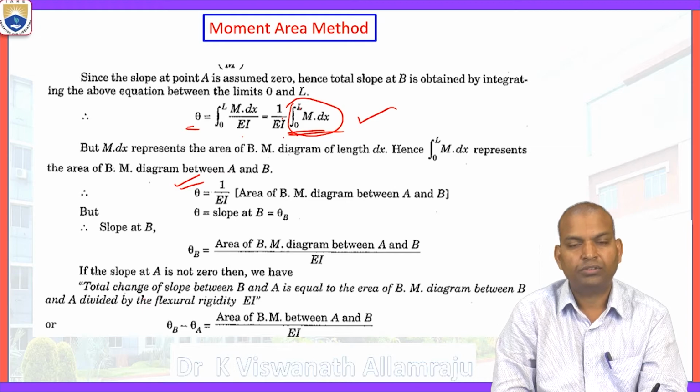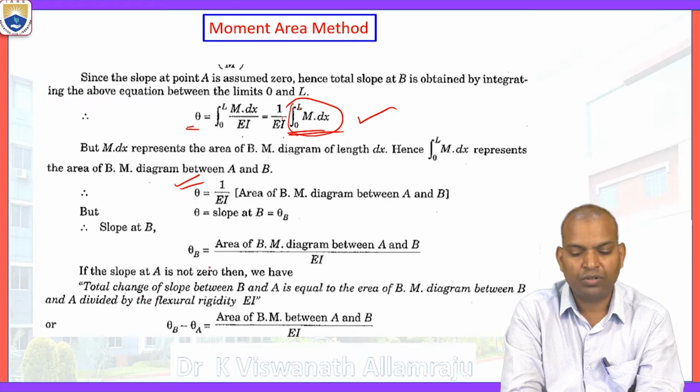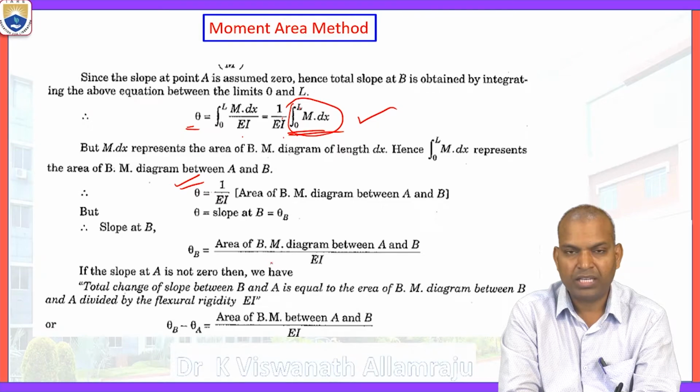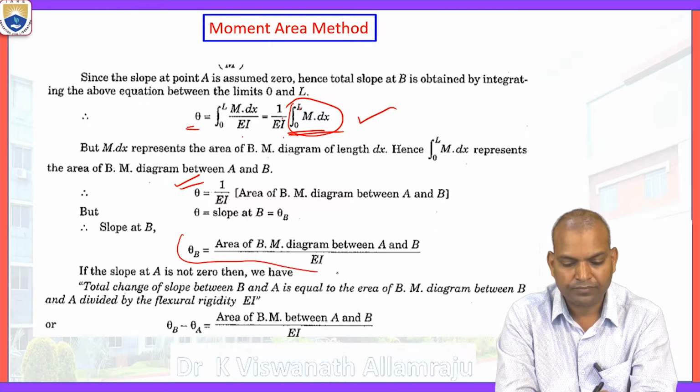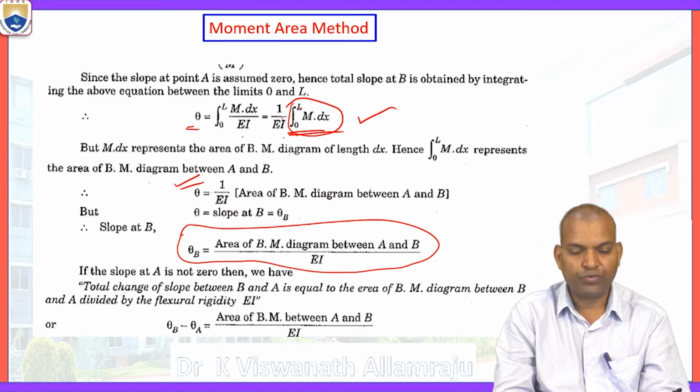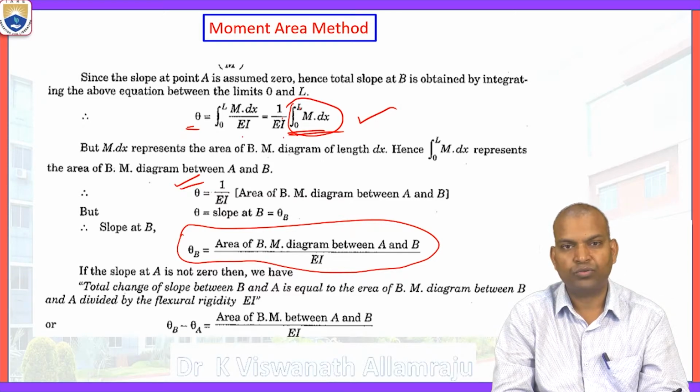So we want the slope at B, that is theta B. What is the slope at B? Slope at B is equal to the area of the bending moment diagram between A and B divided by EI. This is the slope we calculated. What is the next thing we want? We want the deflection. How do we find the deflection?